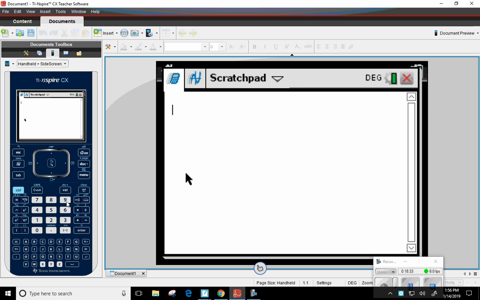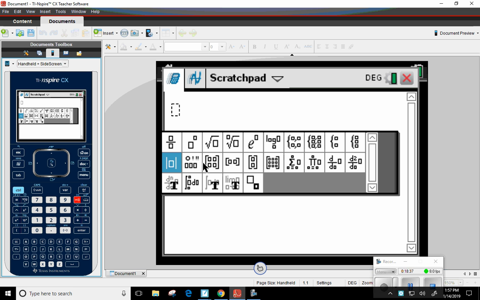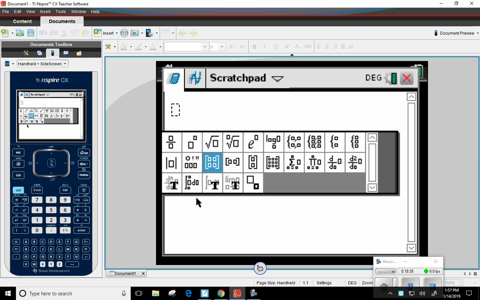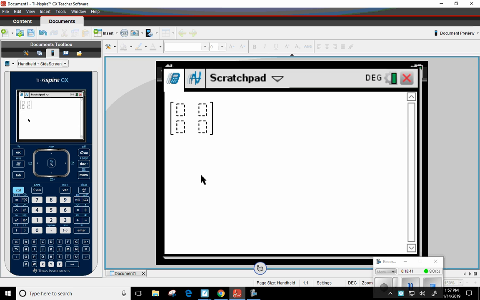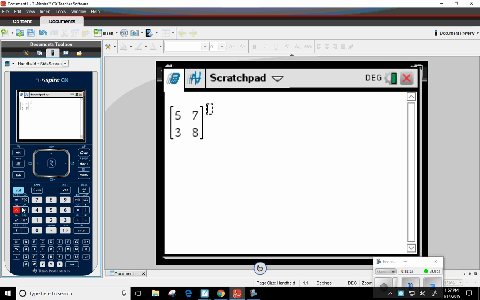So if you go over here between 9 and your catalog, this open book right here, remember this middle row is great for matrices. So I want to type in this. I believe it was 5, 7. Was it 3 and 8? Okay, 3 and 8. Now I'm going to cursor outside and raise this. I'm going to use the caret button, which looks like the top of a house. I'm going to put -1.